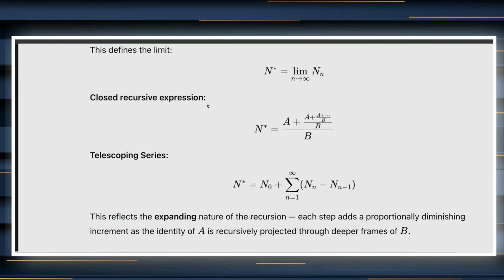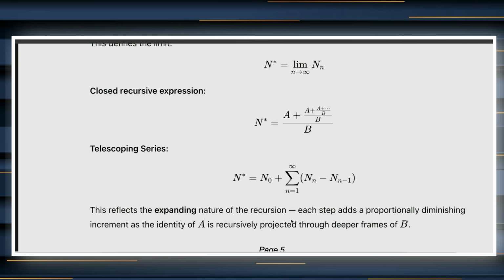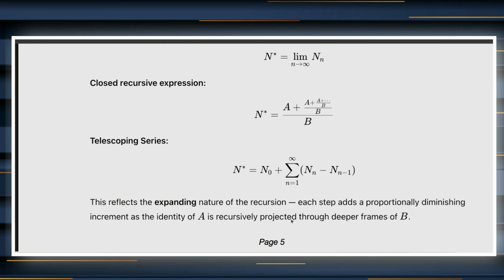And then here's a telescoping series expression of the same equation. This reflects the expanding nature of the recursion. Each step adds a proportionally diminishing increment as the identity of A is recursively projected through a deeper frame of B.